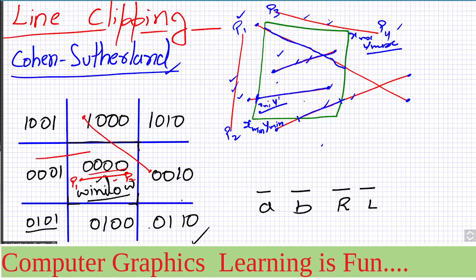what does it mean? If at all it was already 0 0 0 0, all of these two we need not check. If the endpoints of a line are both 0 0 0 0, in that case both the points are inside the window, we need not worry about them, they will already be displayed. Okay, we have to worry about those things which are outside the window. So suppose let us have a line here.